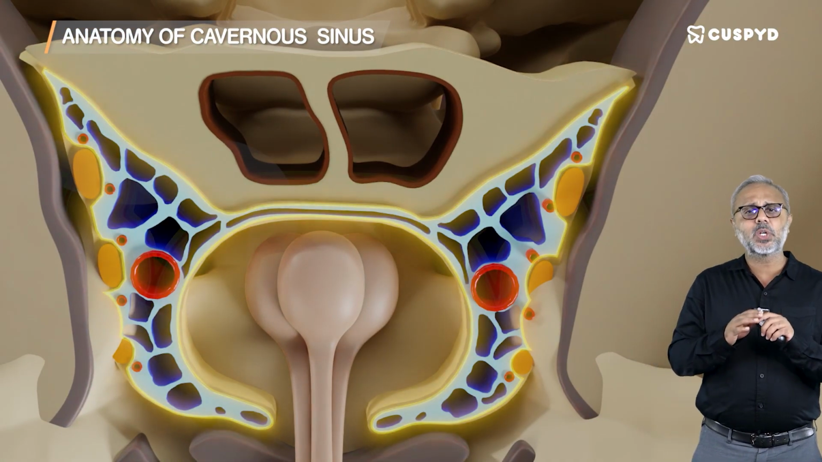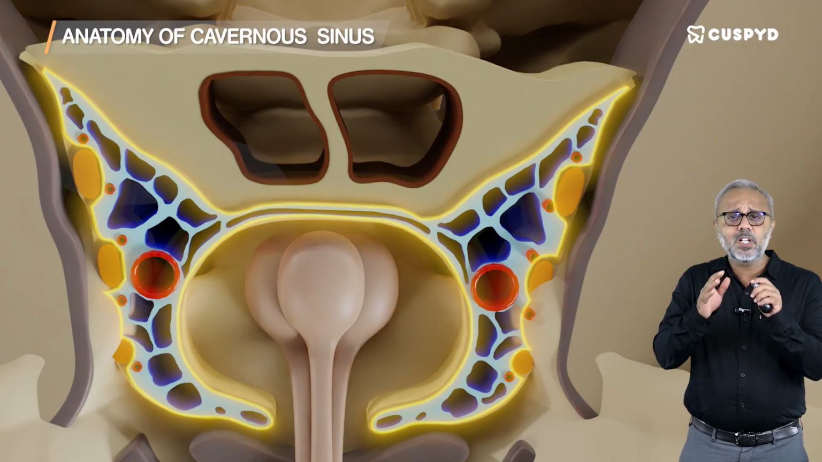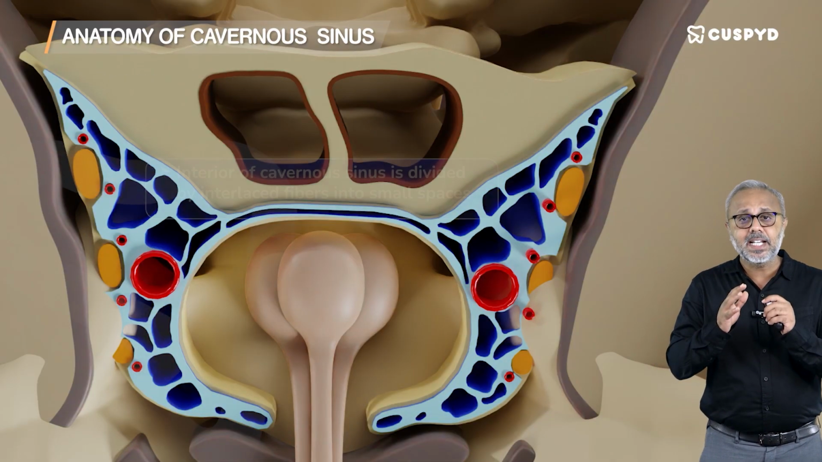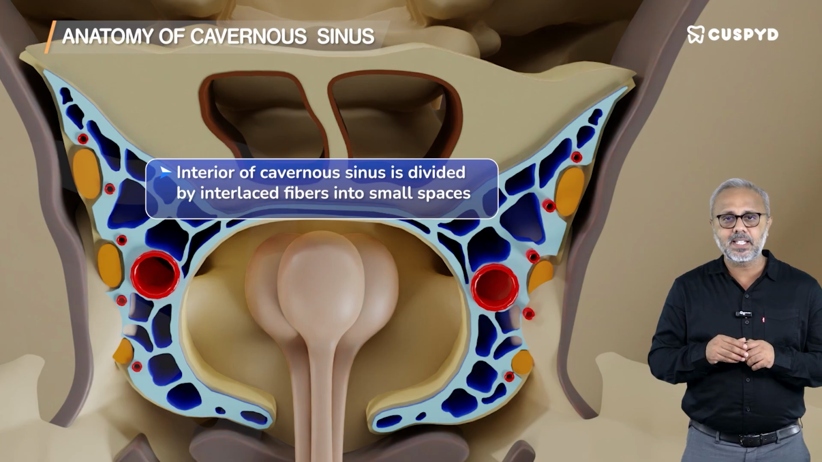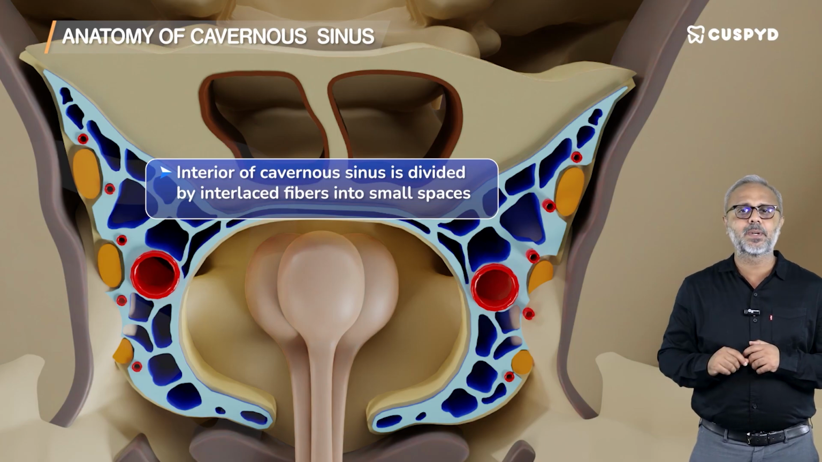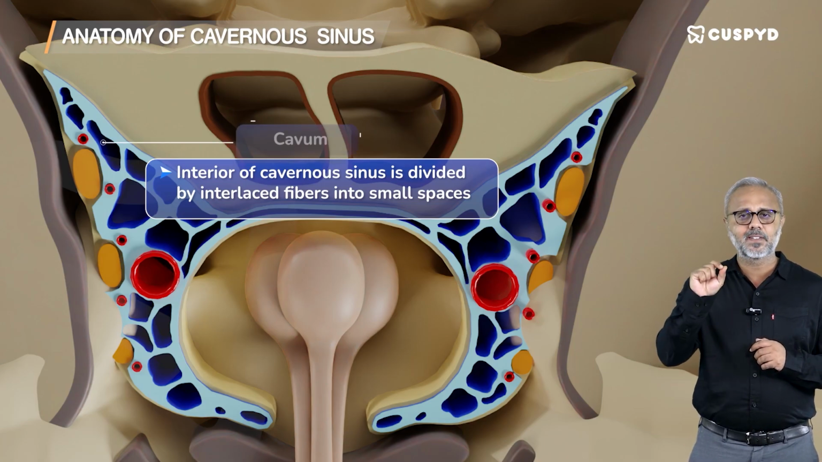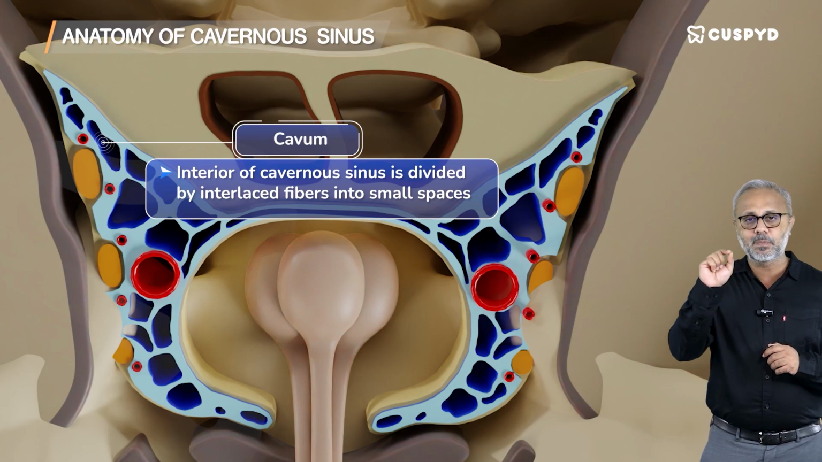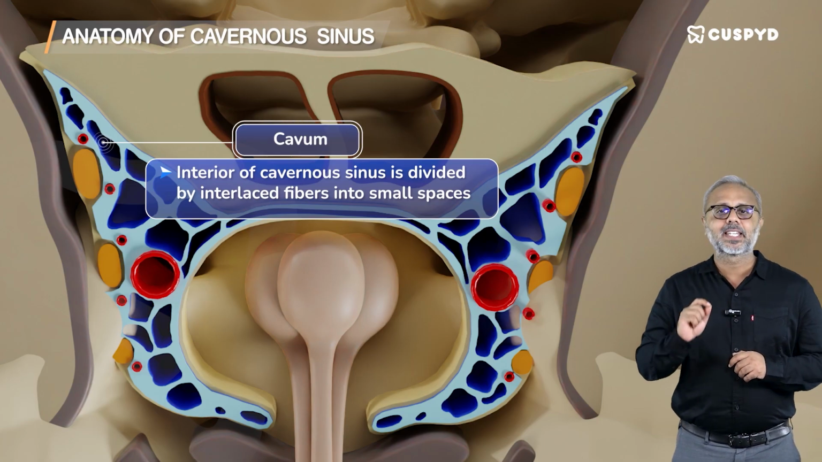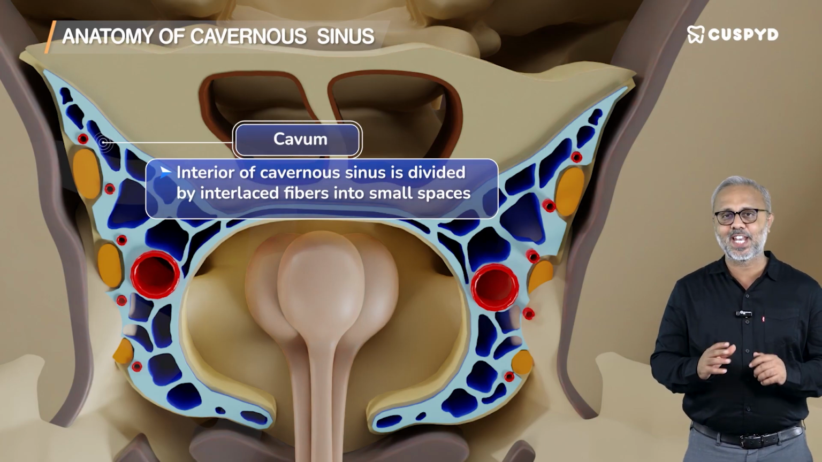The literal meaning of cavernous is small spaces. The interior of the cavernous sinus is divided by interlacing fibers into small caverns, which are referring to small spaces. Because of this, cavernous sinus derives its name.